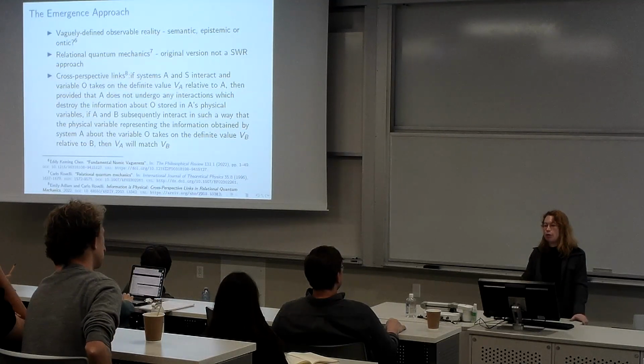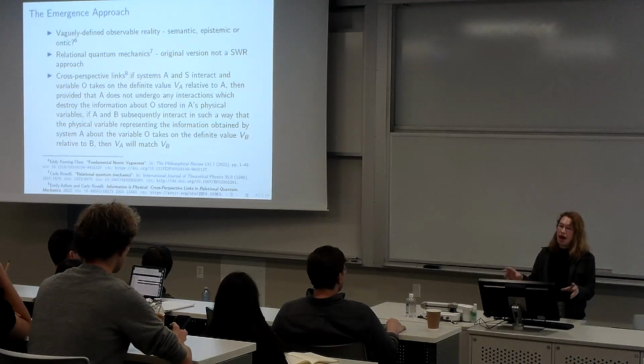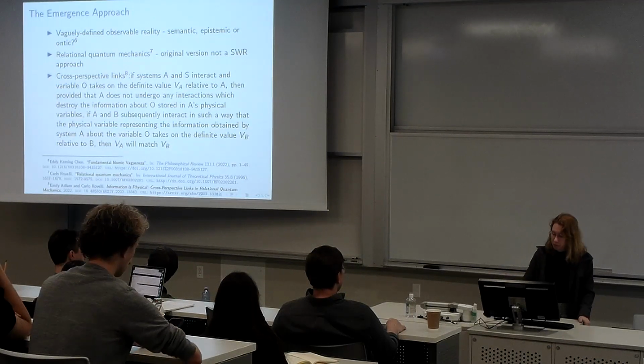Kind of the key claim of relational quantum mechanics is that both of them are right. It's not the case that Bob is just missing some information. In fact, relative to Bob, it really is true that there is no definite value for this variable.